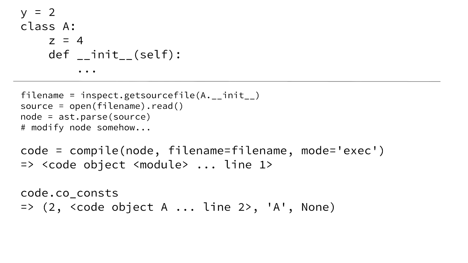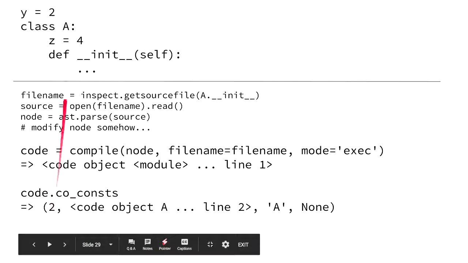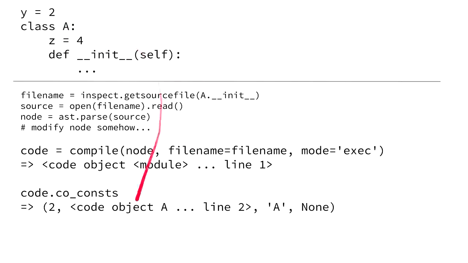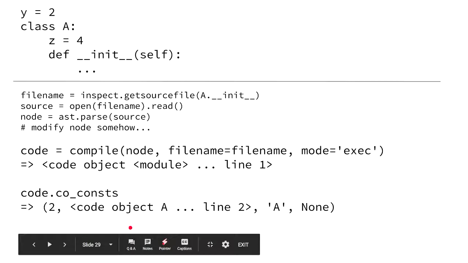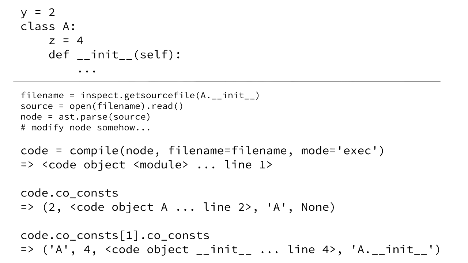The constants attribute of the module code object is a tuple of all the constant values that the code uses during execution. We can see the value 2, which gets assigned to y, the class name A, and of course the code object, most importantly, which executes the class definition. That's the class definition, not init just yet. Looking at the constants of that code object, we can see something similar, including the code object for the init method that we're looking for. And we can know that it's the right code object by looking at the name and the line number attributes and verifying that they match the values for the original code object attached to the original init method.